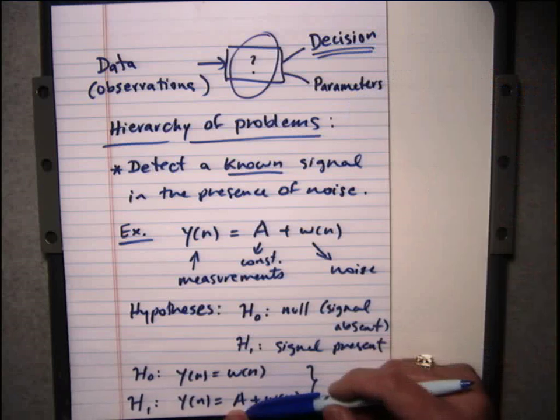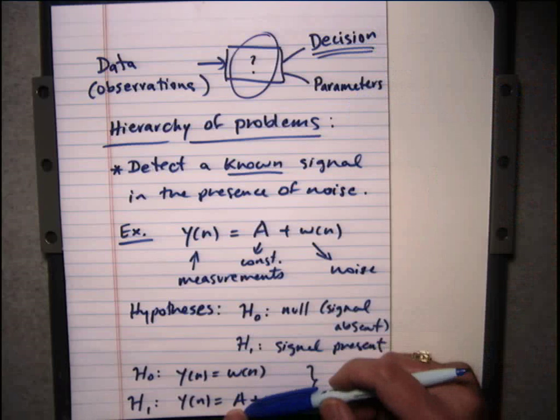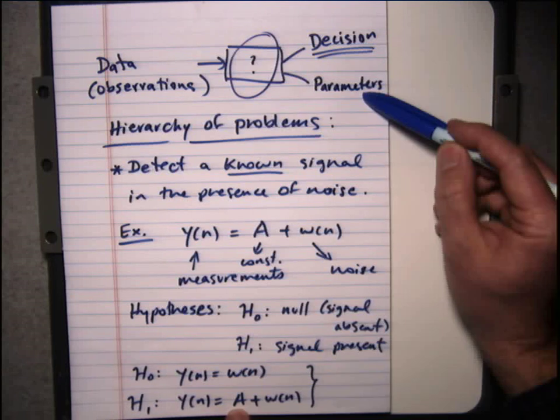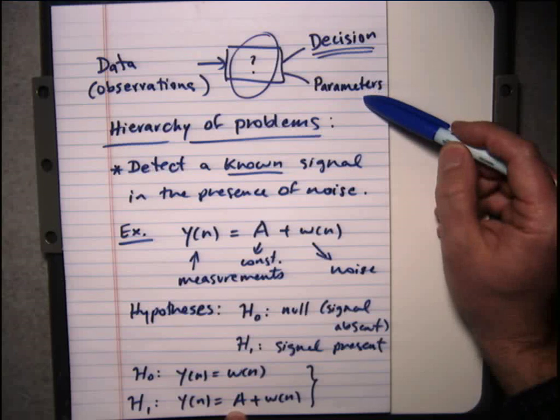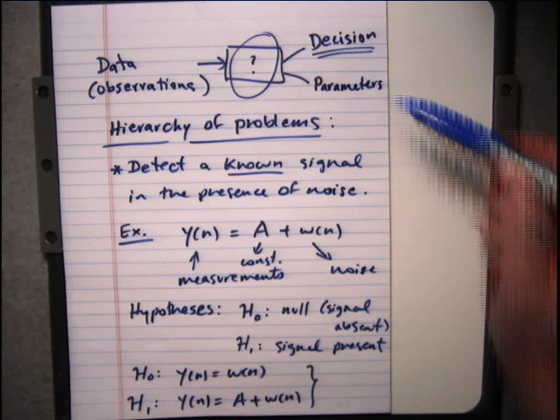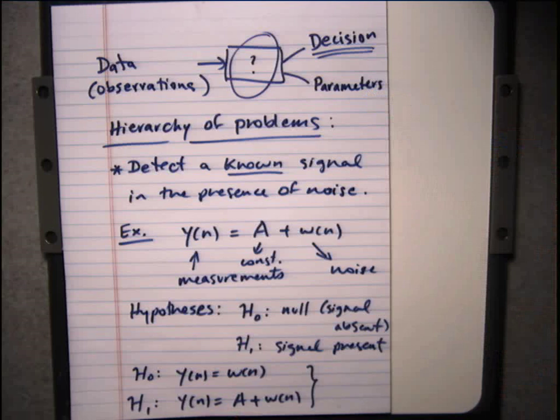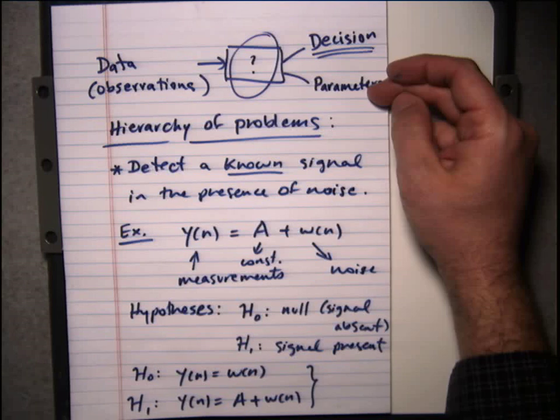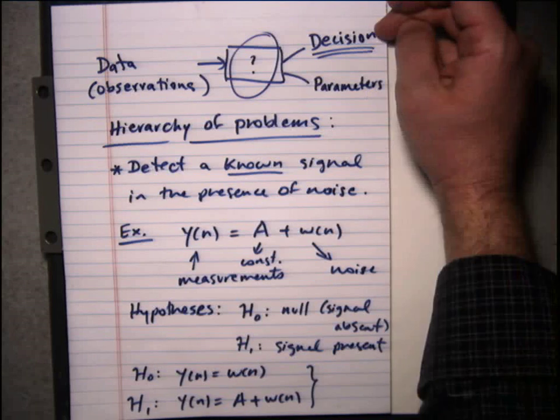I might also tell you, well, I don't know exactly what A is. I want you to estimate A. That would be a parameter estimation problem. I might ask you a composite version of this. I want you to tell me if a constant signal is present, but I don't know what its value is. So now you have a parameter estimation problem and a decision problem simultaneously.